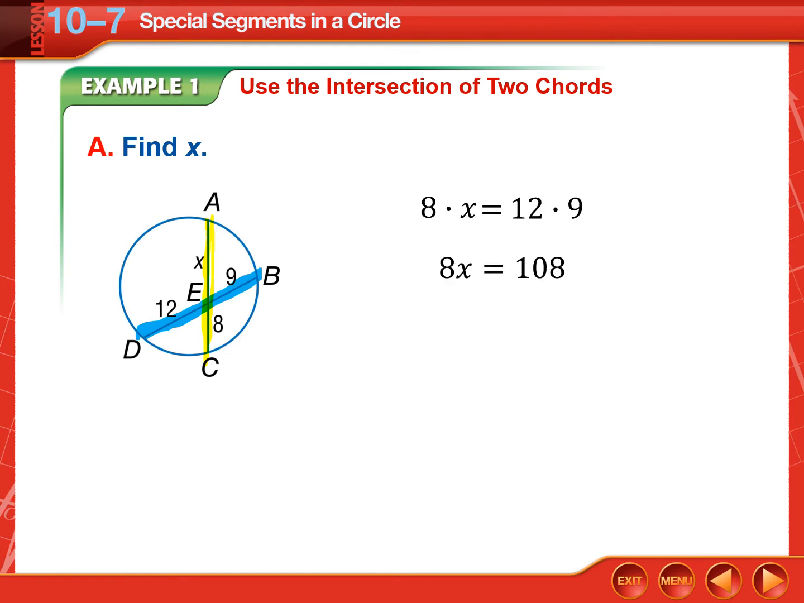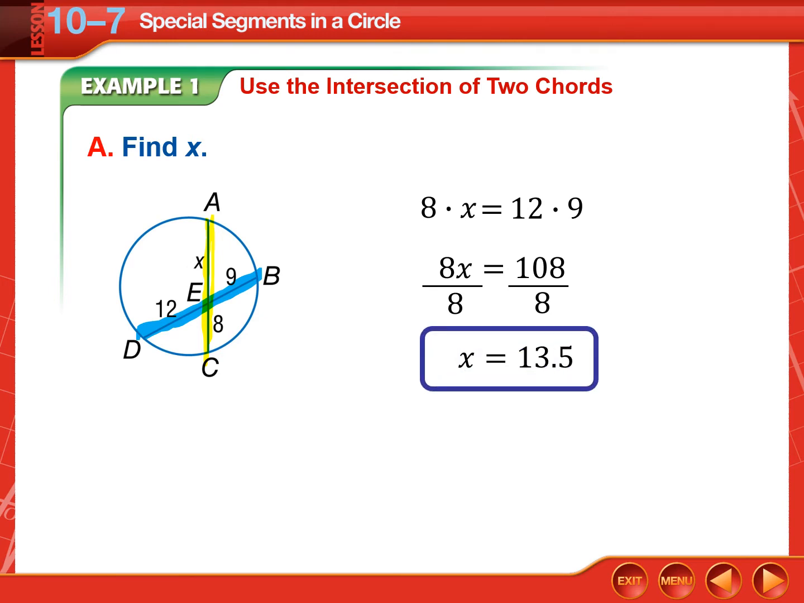So now we're just going to go old school algebra 1. We need to get x by itself, so we're going to do division by 8. And we get x equals 13.5. And that is it for this type of problem. It is that simple. So let's do another.